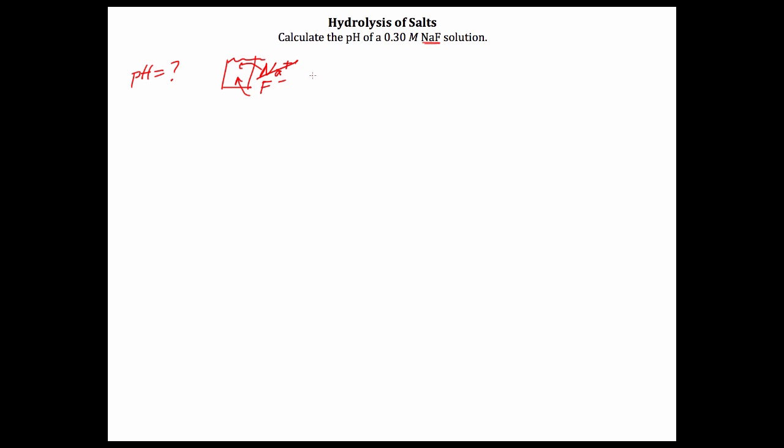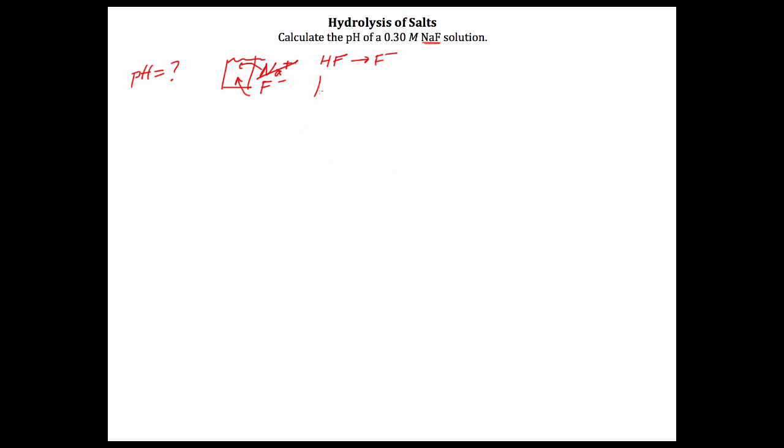So what you're looking for when you're finding hydrolysis, you want the conjugate bases of weak acids. In this case, HF is a weak acid, and its conjugate base is that fluoride ion. So this is a conjugate base of a weak acid, hydrofluoric acid.